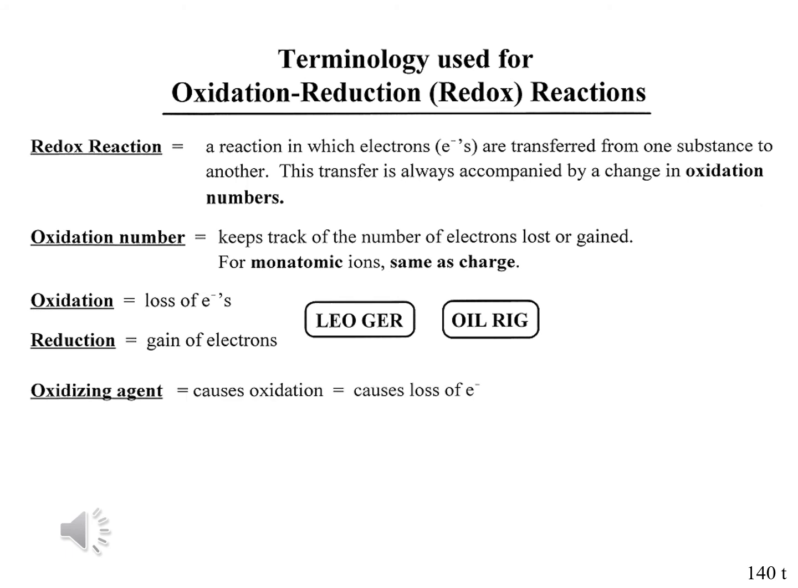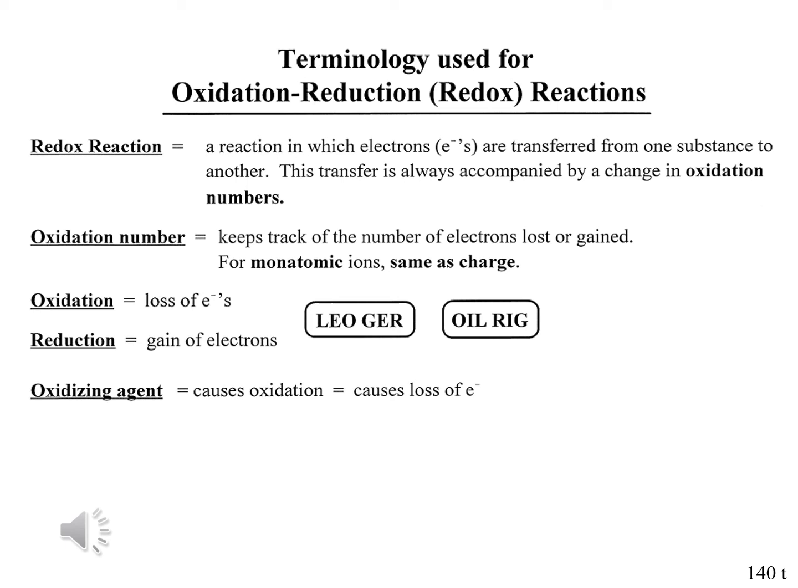The problem comes in when you talk about agents. And these terms can be confusing to people. What is an oxidizing agent? Well, an agent in chemistry is something that causes a result. For example, a real estate agent is a person that causes you to buy a house. A movie agent is a person that causes an actor to get a job. So agents cause something.